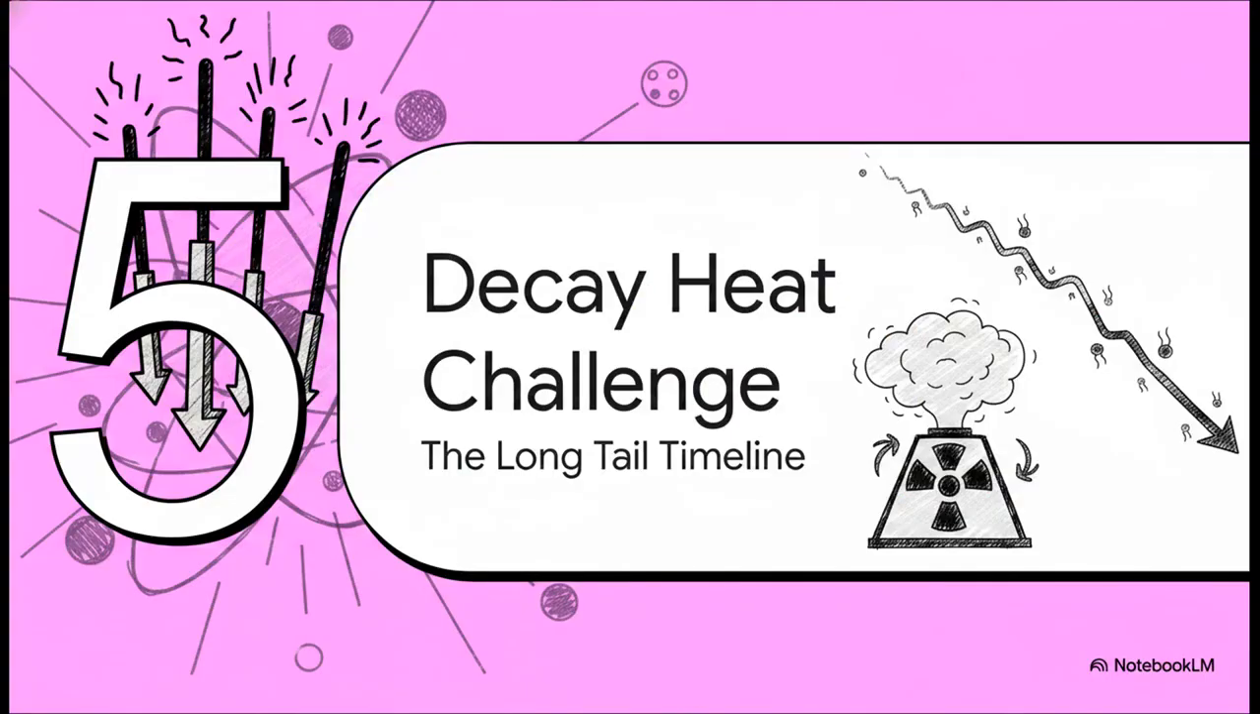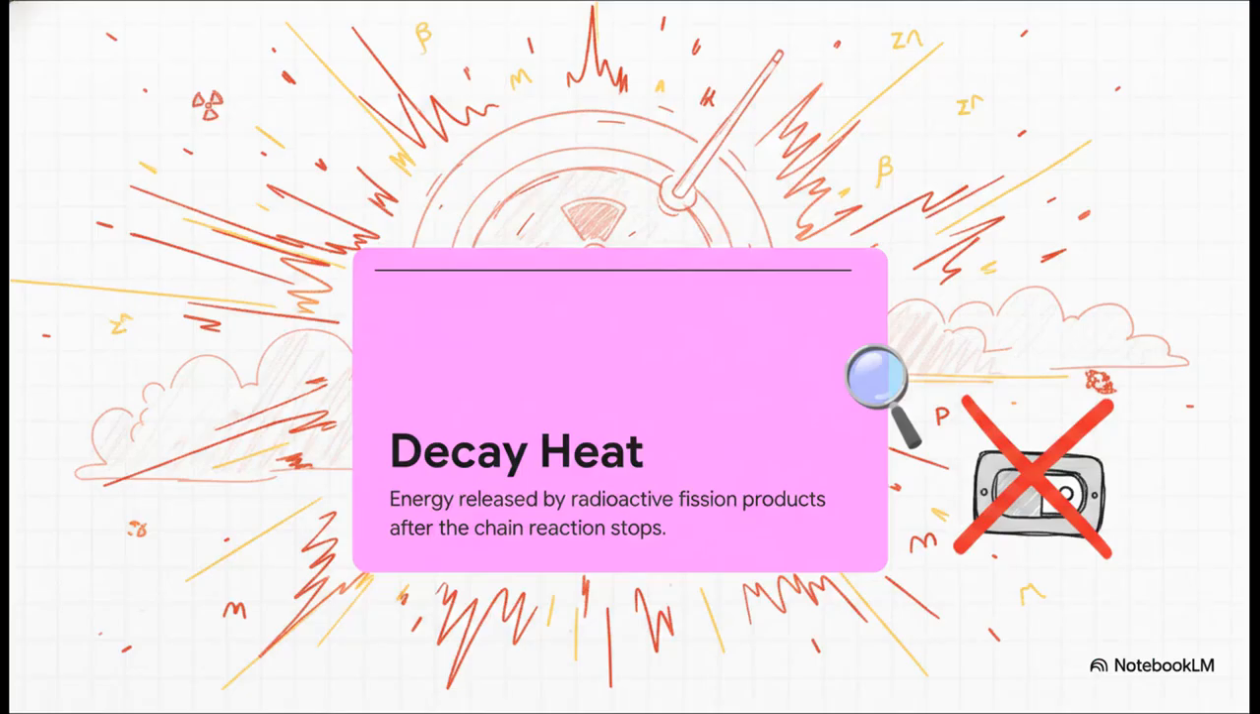All right, finally, let's slow that clock all the way down. Section 5, the decay heat challenge, the long tail timeline. The critical takeaway for this whole section is that a reactor cannot simply be turned to 0 like a light switch. Even after the control rods drop and the fission chain reaction immediately halts, all those radioactive fission products that accumulated in the fuel during operation are still sitting there, and they continue to decay, releasing immense energy as beta and gamma radiation. This is what we call decay heat.